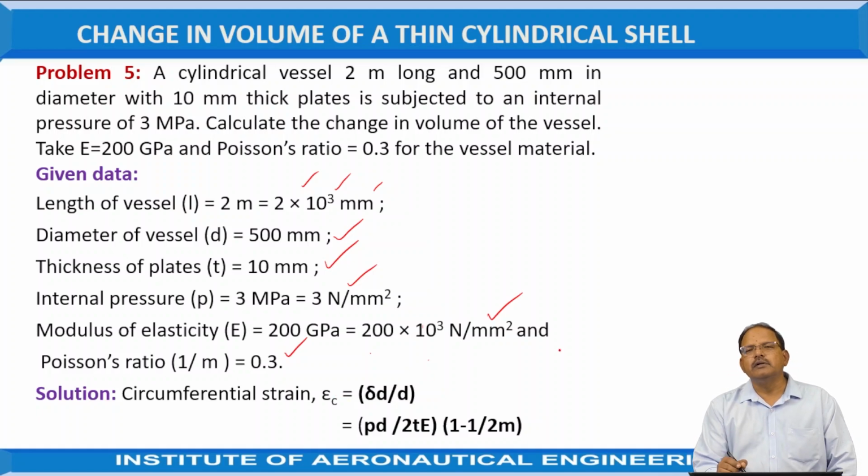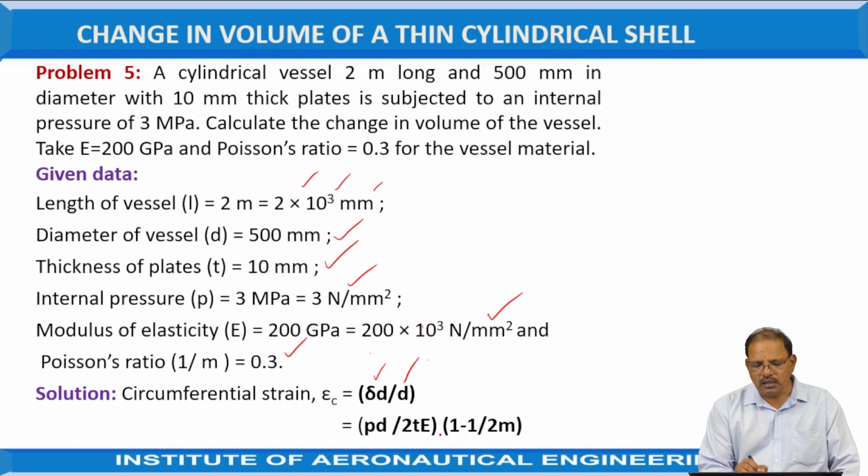Here, first of all, we have to determine the circumferential strain as well as the longitudinal strain. Circumferential strain is given by the change in diameter of the cylinder to its original diameter, that is epsilon d, delta d divided by d. It can be written as PD divided by 2tE into (1 minus 1 by 2m).